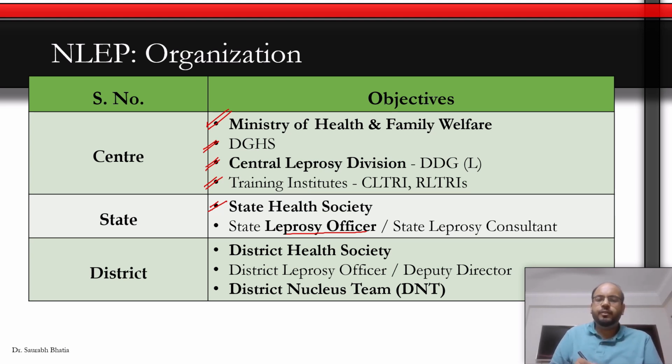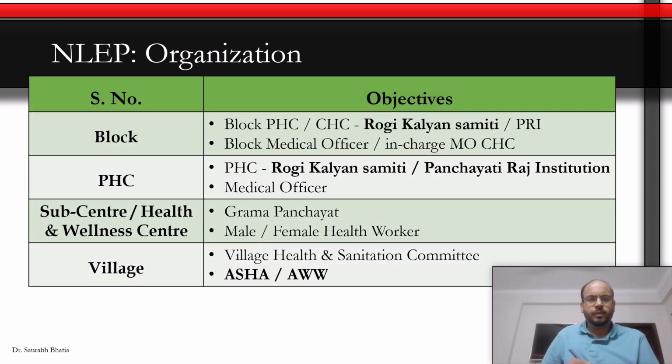At district level, you will have the District Leprosy Officer. Easy to remember: you have the District Health Society like you had the State Health Society, and a District Nucleus Team. Clear? Let's move forward. We have learned about central, state, and district level. Now at block level, you have Rogi Kalyan Samiti. Just remember that we have the PHC, CHC, and block leprosy officer, or block medical officer.